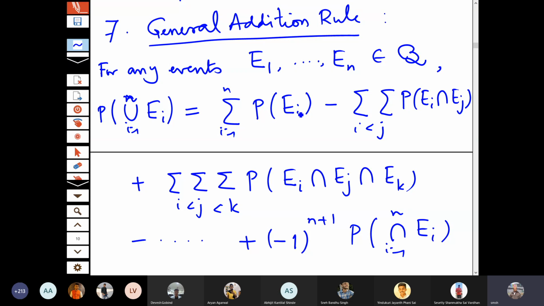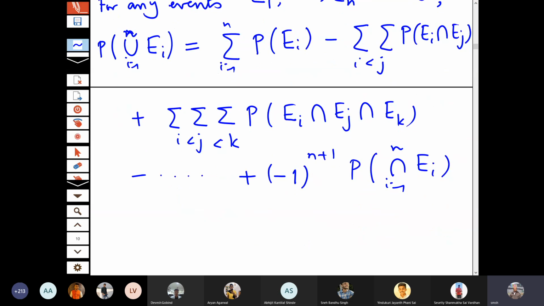You have the summation, that means you add all of the probabilities: probability of E1, E2, En and so on. Then from there you subtract probability of E1 intersection E2, E1 intersection E3, E2 intersection E3 and so on. Then you add again probability of E1 intersection E2 intersection E3, E1 intersection E2 intersection E4 and so on. And then you subtract taking four at a time, and you continue, and the last one is the probability of the intersection of all of them.